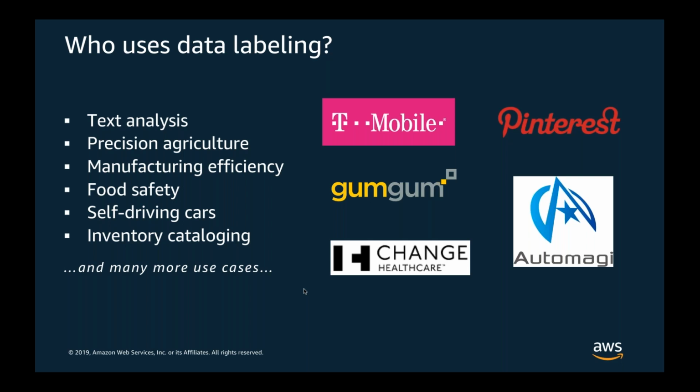Finally, there is inventory cataloging. There are scenarios where you have a large number of inventory items that you want to be able to essentially identify automatically in an image or in a video frame. These are just some kinds of use cases that we are seeing many of our customers use.